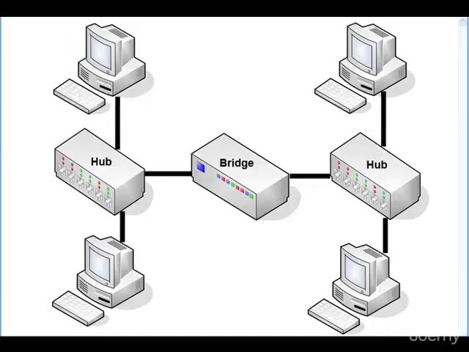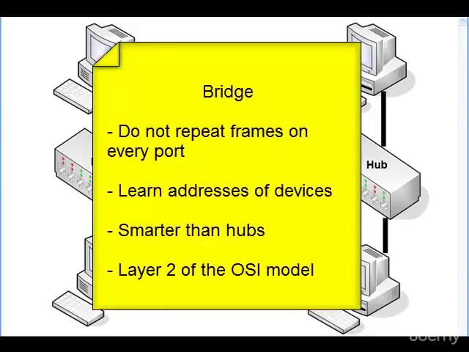And bridges function differently than hubs. A hub, as we know, just repeats a frame out any connected interface, whereas a bridge is a bit smarter. What it does is when a frame comes in, it takes a look at the destination address of that frame, and it compares it to a list of addresses it knows. And when it finds it, it says, okay, I know the interface that I need to send the frame out in order to get it to its final destination, and it only sends it out that particular interface. It doesn't repeat it out every connected interface. So it's a bit smarter. Bridges live at OSI model layer 2, whereas hubs are at layer 1.